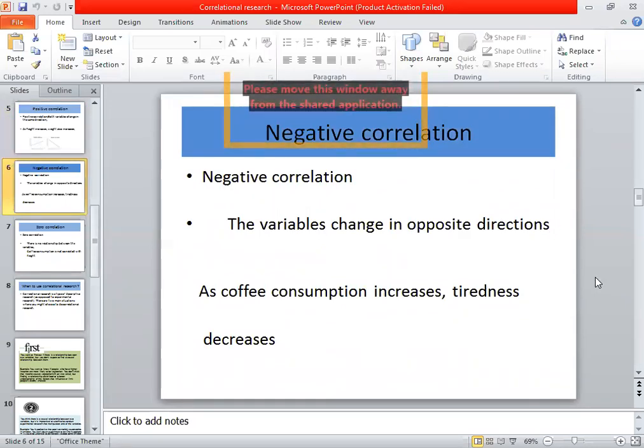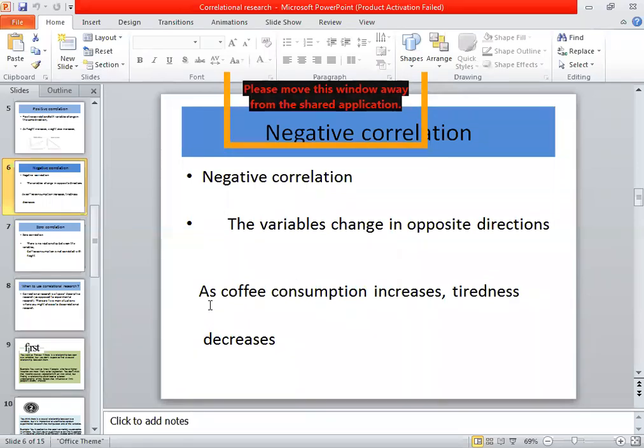In negative correlation, the variables change in opposite direction. It means the scores on the variables change in opposite direction. Opposite means, if the scores on one variable increase, the scores on the second variable decrease. This is what happens in negative correlation between the variables. In this type of relationship, if the scores on one variable are increasing, the scores on the other variable will decrease, and this would be called negative correlation. Why? Because the direction of the scores on the variables is opposite to one another.